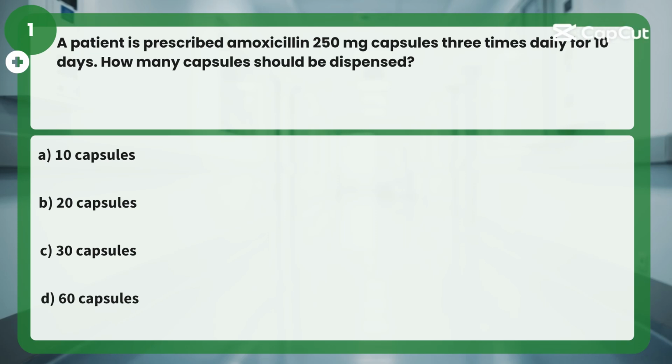Question 1. A patient is prescribed amoxicillin 250 mg capsules 3 times daily for 10 days. How many capsules should be dispensed? A. 10 capsules. B. 20 capsules. C. 30 capsules. D. 60 capsules.